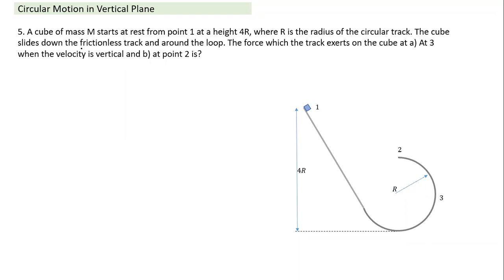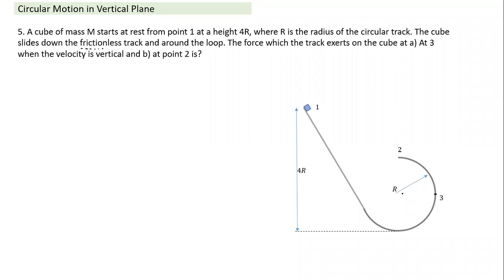Why is frictionless important? There's no loss of energy. Otherwise, this loss could have taken place. We need the force which the track exerts on the cube. So when it is sliding, it is in contact with the track, and because of the contact, friction is not there, but normal force will act. So what we need to find is the force the track exerts on the cube, at first at which point? At point 3. At point 3, the velocity is vertical.